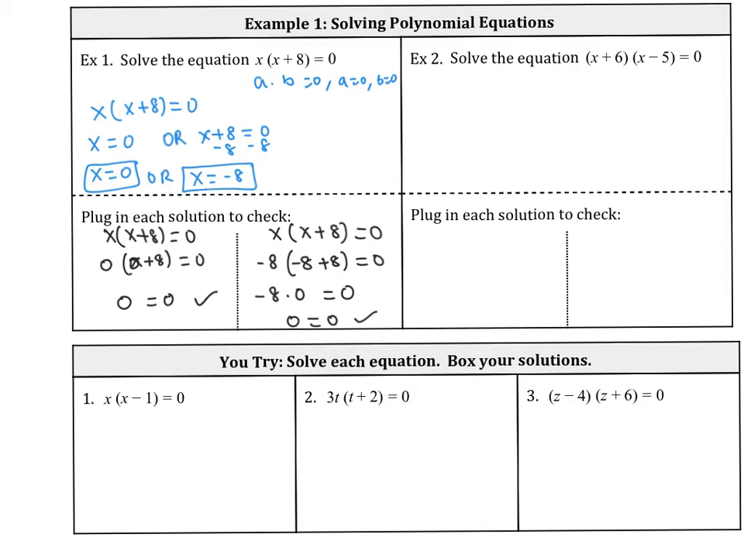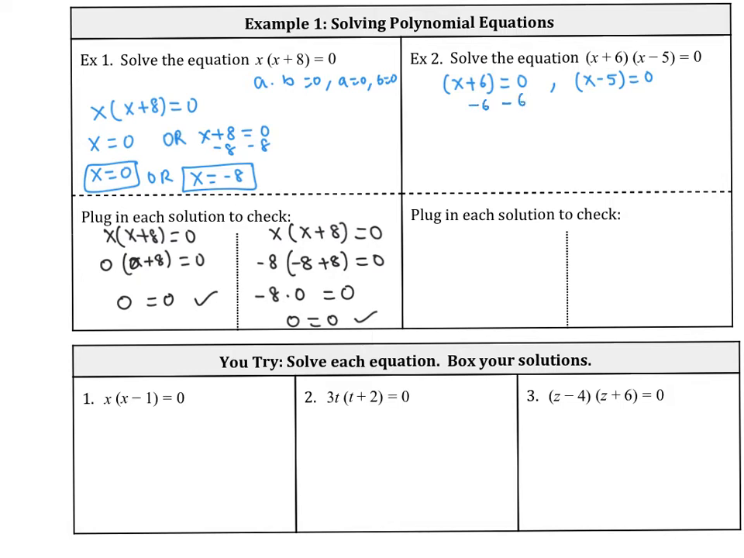Example number 2, solve the equation x plus 6 times x minus 5 equals 0. Solve the equation means that you're going to solve for x. So you're going to set x plus 6 equals 0 or x minus 5 equals 0 using the zero product property, which means a times b equals 0. Either a equals 0 or b equals 0. So we're going to solve for x.